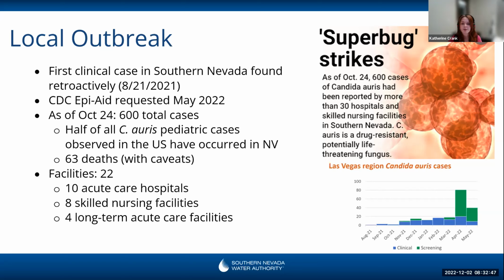There have been 63 deaths so far, with caveats being that it's unclear whether those deaths have occurred with C. auris or from C. auris. This outbreak has impacted 22 facilities, 10 acute care hospitals, 8 skilled nursing facilities, 4 long-term acute care facilities. So this is a very important public health problem facing us here in Southern Nevada, and it's only growing in other places across the United States as well.